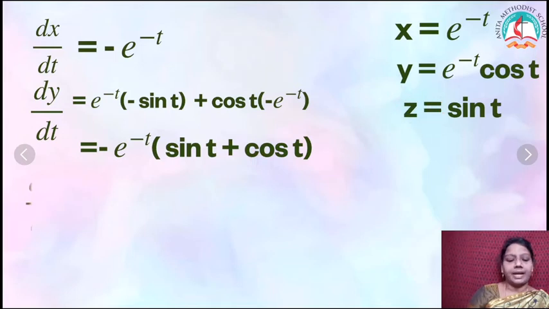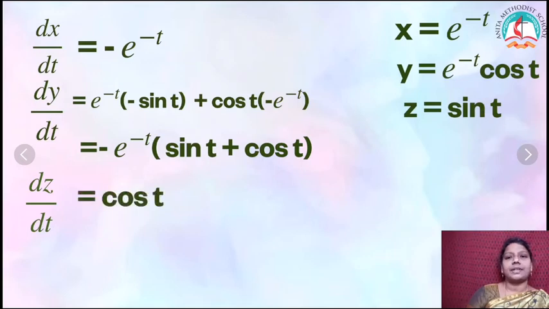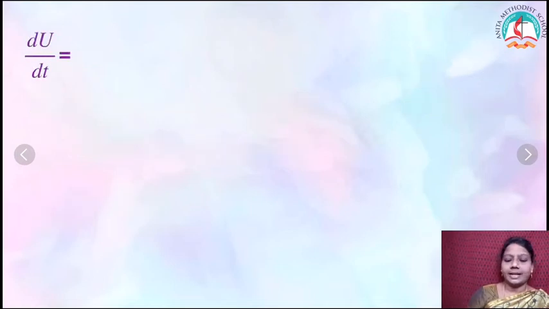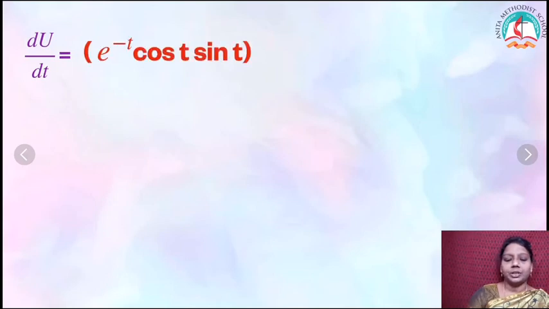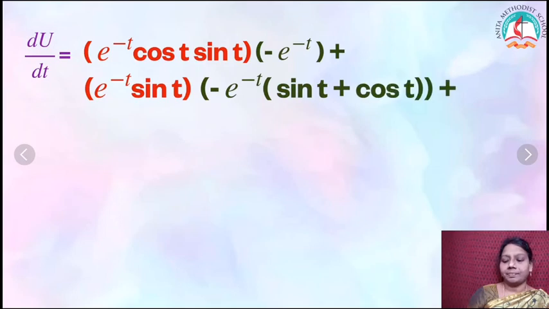Next one, we have to find out what is dz by dt. What is the differentiation of sin t? Cos t. Therefore, we are differentiating. Now, what we have to do? We have to substitute all these things in the given du by dt formula. So, if you are substituting that, we need all the values. So, I am just taking the multiplication of all the values.